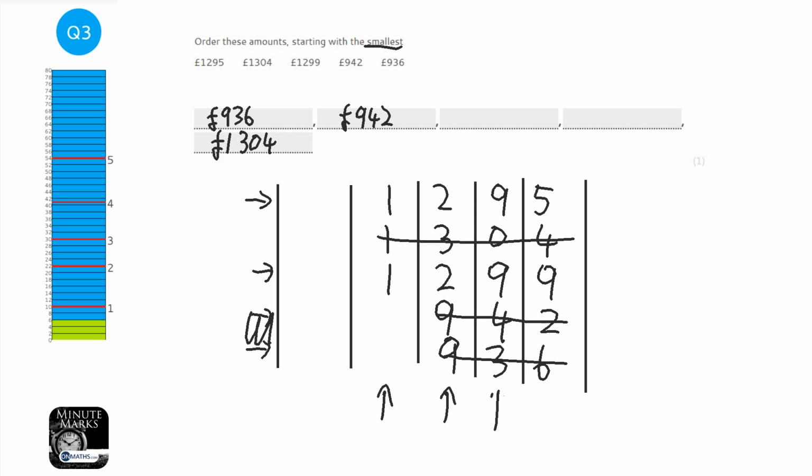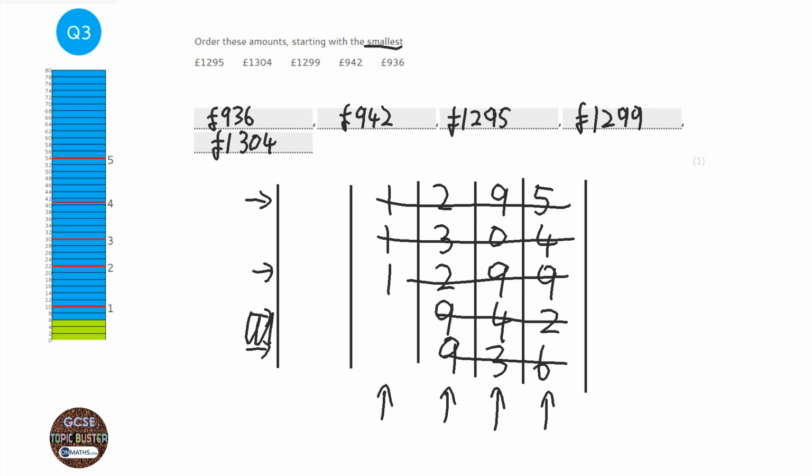Okay, so we look at the next column. Yeah, they're both 9s, and we look at the last column. Well, we've got 1,295 is the smallest, because 5 is smaller than 9, and then we've got 1,299 is the next biggest.